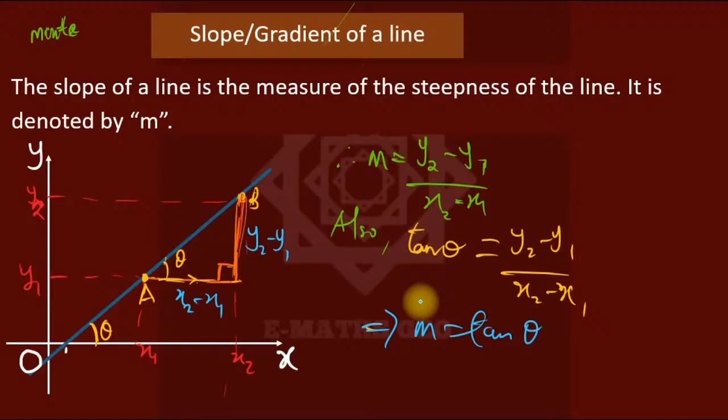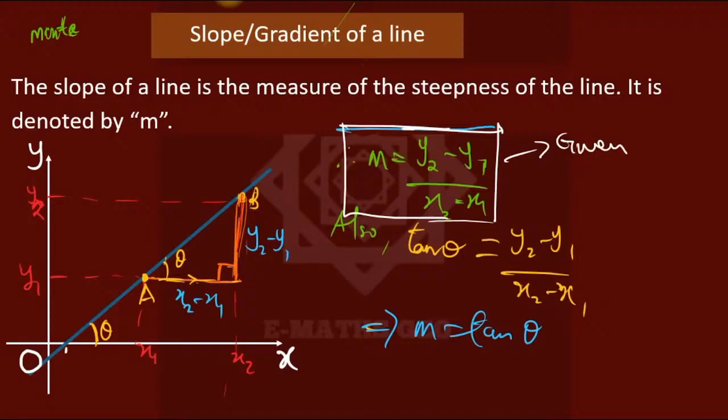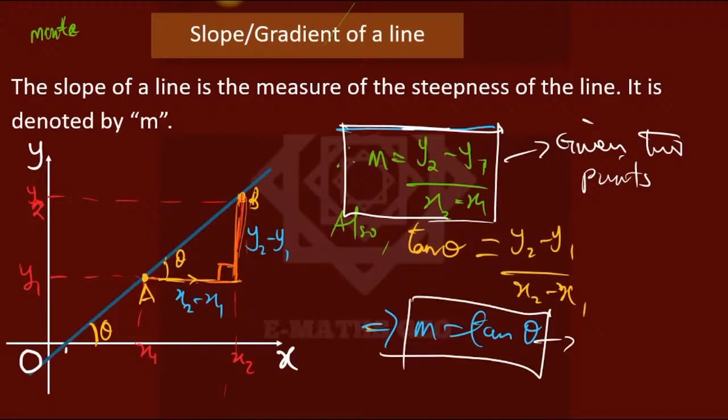So we have 2 formulas now. This is for the first one, given 2 points. While this is given the angle. So those are the 2 formulas for slope.